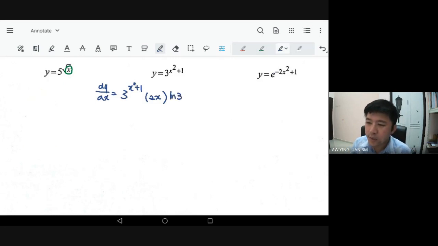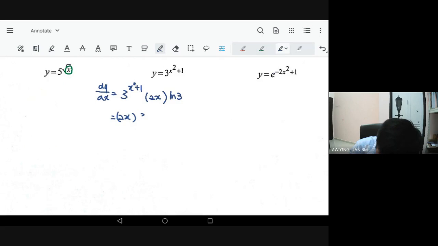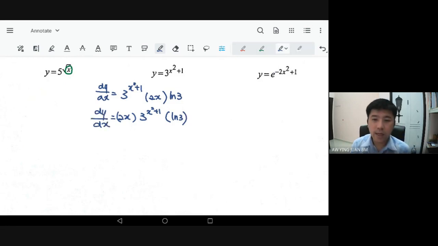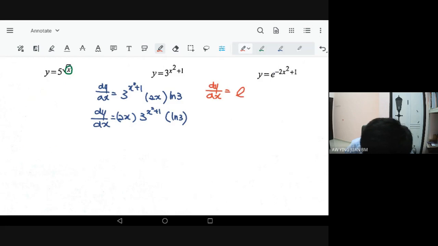Okay? So kalau kita tulis semula, apa situasi dia? Situasi dia adalah kita boleh tulis 2x kurungan, okay? Kemudian 3 power x square plus 1 kurungan ln 3. So ingat, ln 3 adalah constant. So jangan risau. So yang terakhir, dy dx is equals to salin semula.